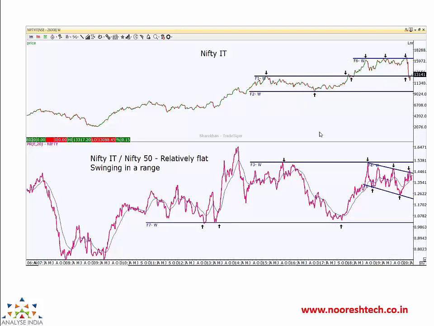Let us see the ratio chart of Nifty IT to Nifty 50, where there was a new breakout in 2013. The ratio chart also gave a breakout. After that, the Nifty IT went into a consolidation zone where Nifty outperformed Nifty IT, and hence the ratio chart fell.